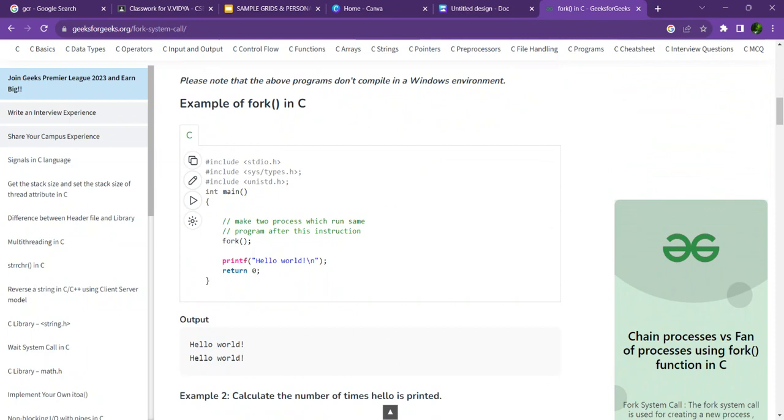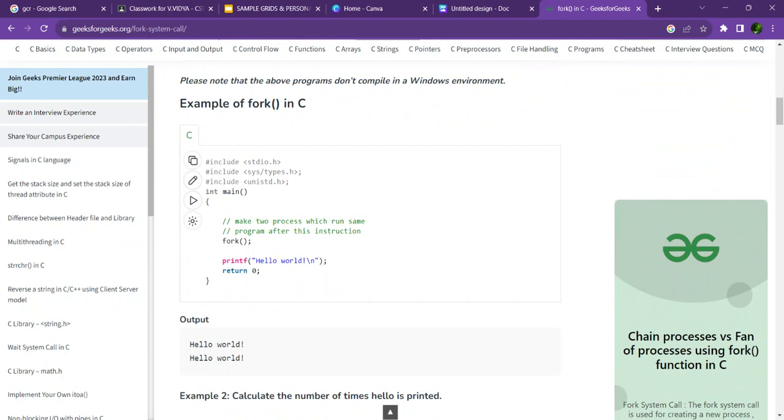Now the compiler will start its execution or syntax checking from the first line. It will check all the header files, correct? All the header files are included. Then it will come to the main function. Yes, the main function is there. Now it will enter into the main function.